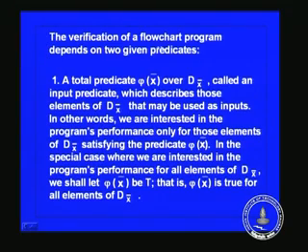The verification of a flowchart program depends on two given predicates, a total predicate phi x bar over dx bar called an input predicate, which describes those elements of dx bar that may be used as inputs. In other words, we are interested in the program's performance only for those elements of dx bar satisfying the predicate phi x bar. In the special case where we are interested in the program's performance for all the elements of dx bar, we shall let phi x bar to be just true. That is, phi x bar is true for all the elements of dx bar.